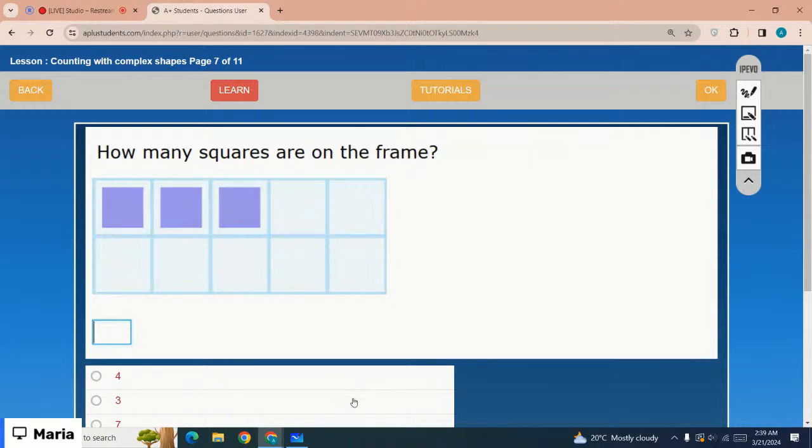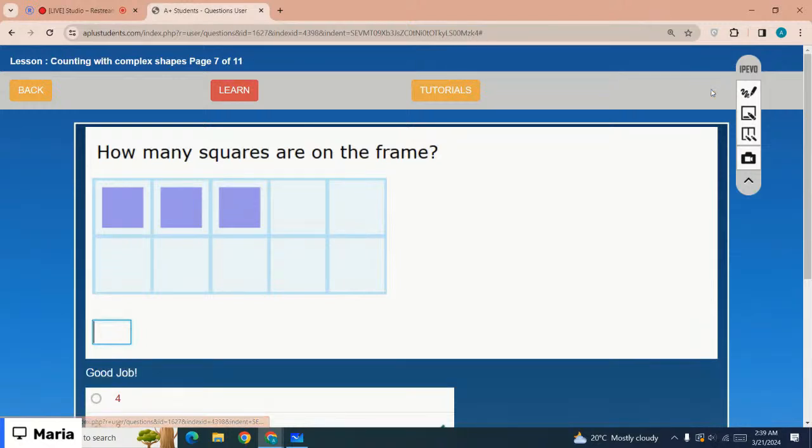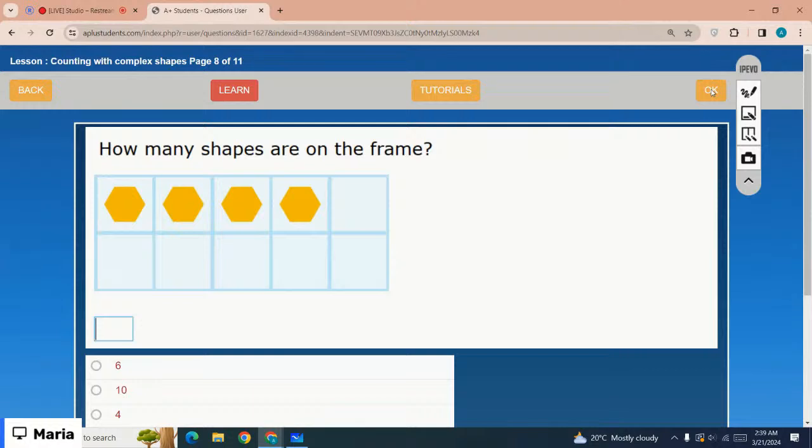There are only three squares. The correct option is three. There are only four shapes. The correct option is four.